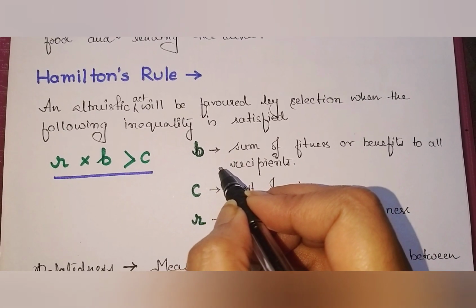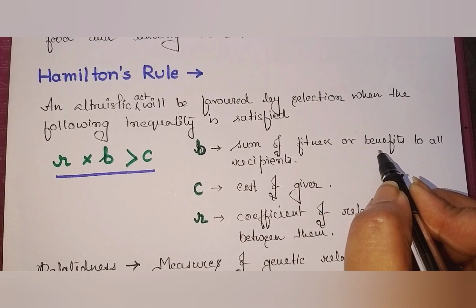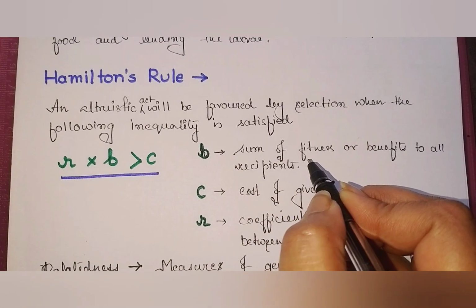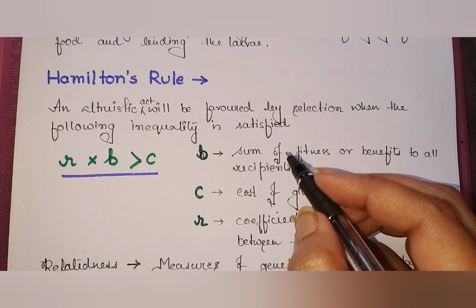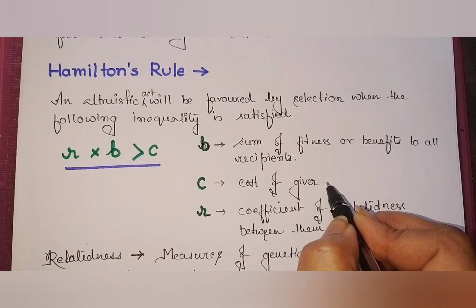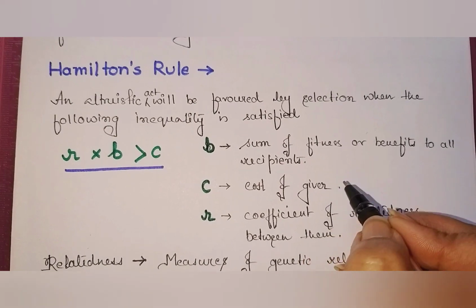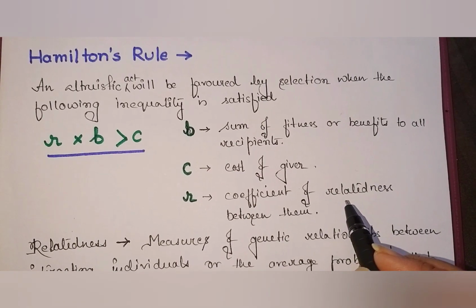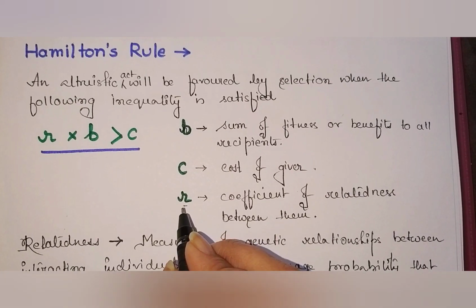The letter codes. B stands for sum of fitness or benefits to all the recipients. Therefore, B stands for the sum total of fitness or the benefits that are being received by the recipient from the giver. C is the cost of the giver, right? So, C is the cost incurred by the giver while giving the benefit, correct? R is the coefficient of relatedness between them. R shows how much the two are related.